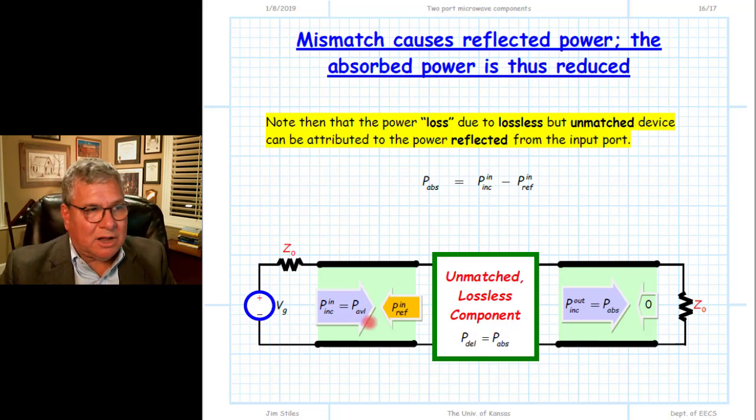Ideally, of course, the return loss is infinite. That's the best situation, and that means the reflected power at this input port is equal to zero. So the mismatch causes reflected power, and the absorbed power is therefore reduced. Not all the incident power comes in, some of it's reflected, and the amount that's reflected ultimately manifests itself in a reduction in the absorbed power, which is less than the available power of this matched source.